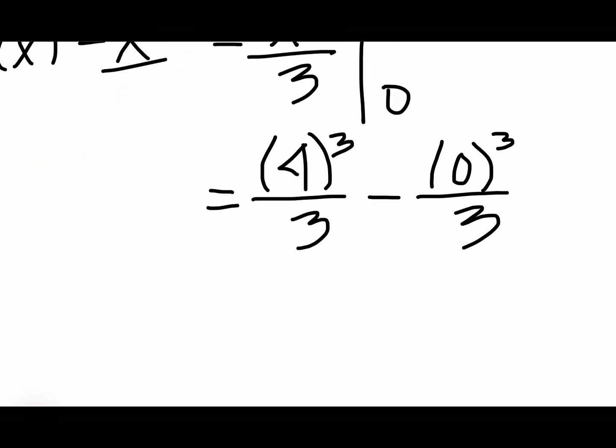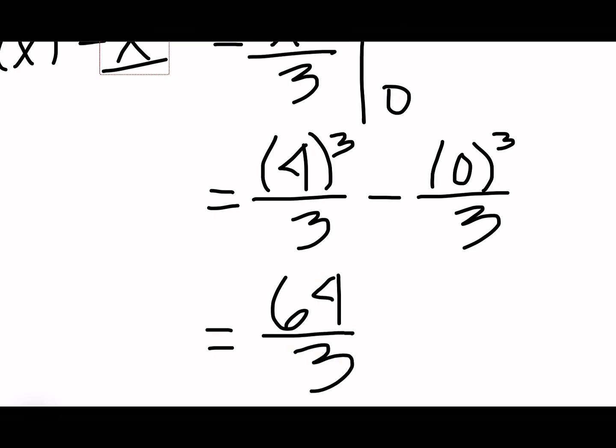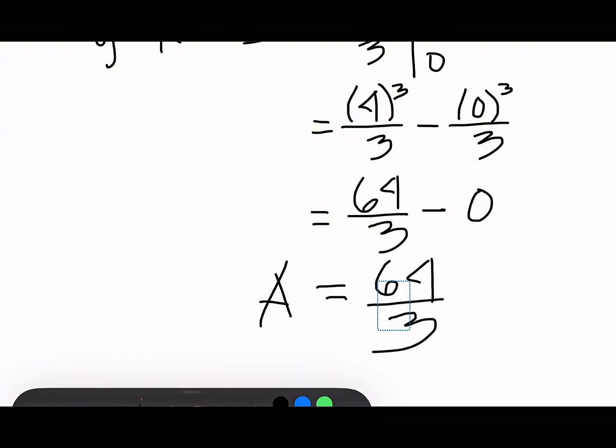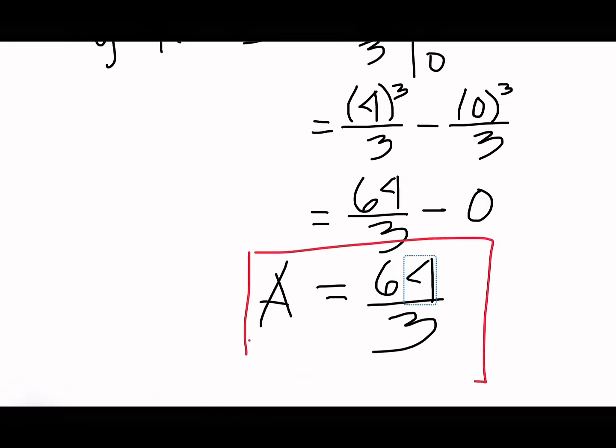Now we need to solve it with our calculator. So 4 cubed is 64 over 3. And this other part is now going to be 0. So our final answer is 64 over 3. So this is our final answer.